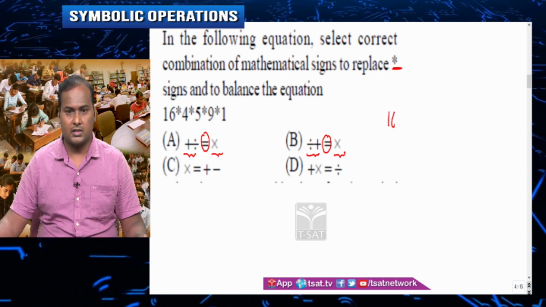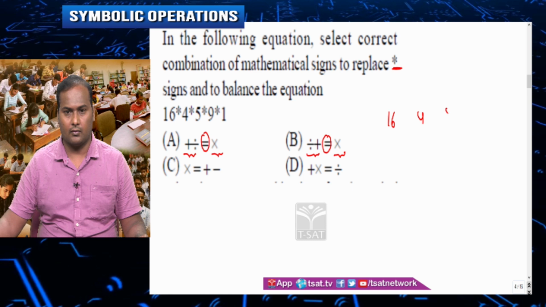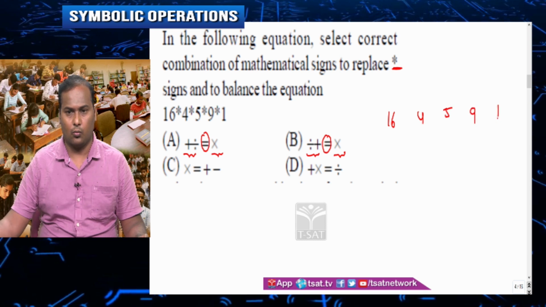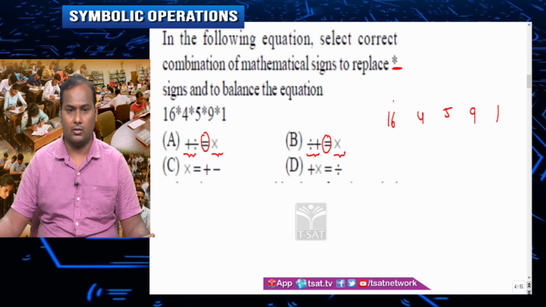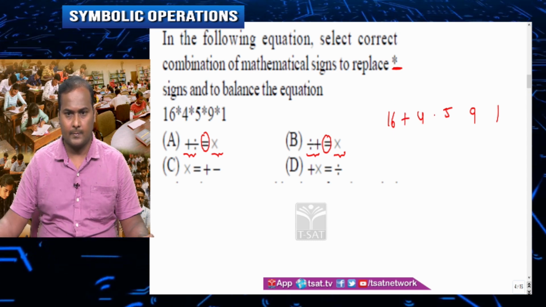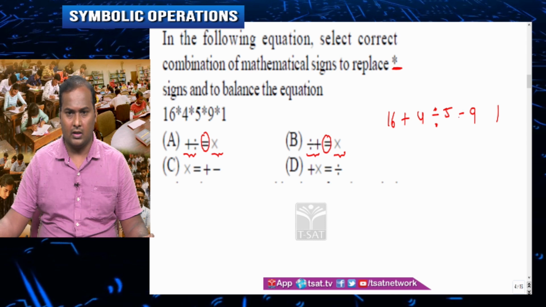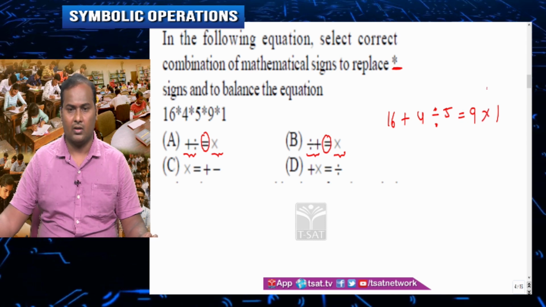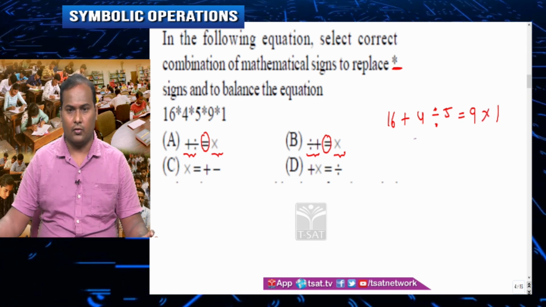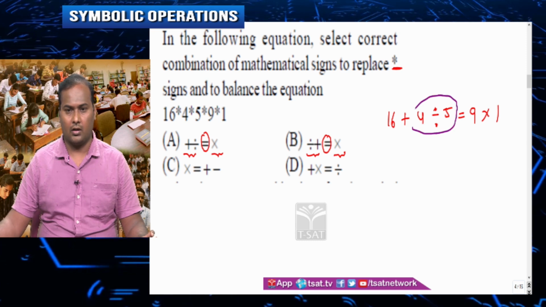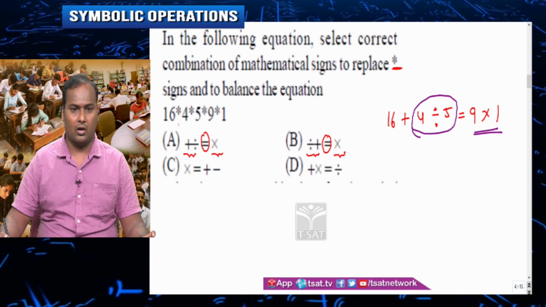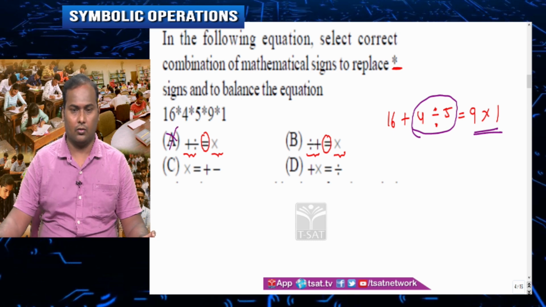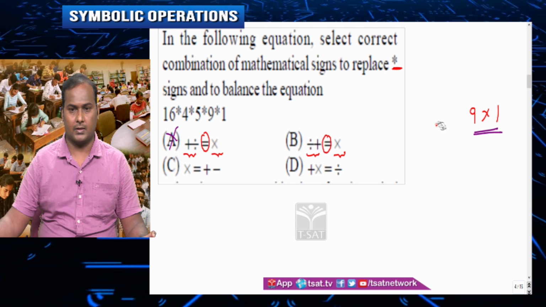It is given 16, 4, 5, 9, 1. Whether this option A is correct or not, let's try to check it out. That is first addition, then division, then equal, then multiplication. Here the clue, again I said, 4 by 5 cannot give you the answer 9. So eliminate option A immediately. Don't try to solve it in the exam.